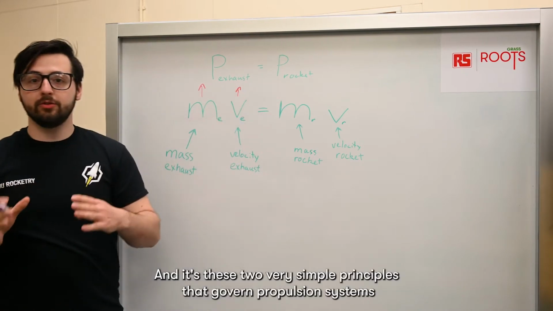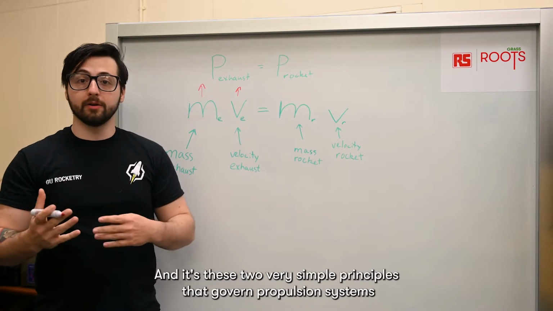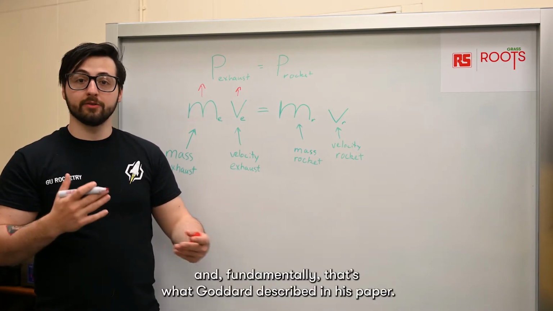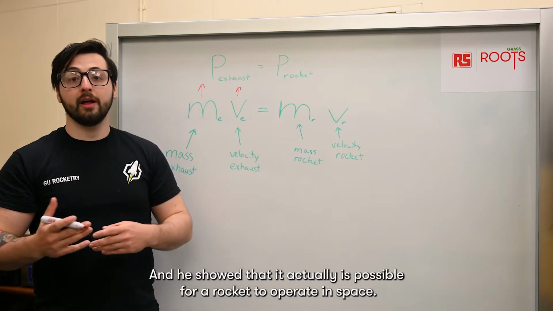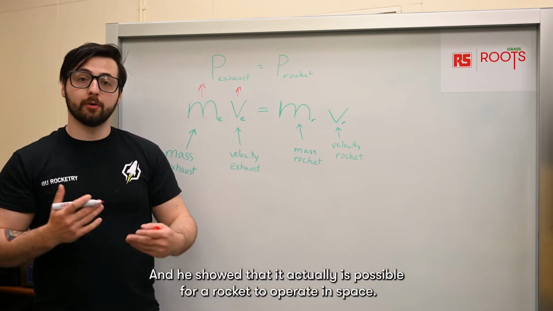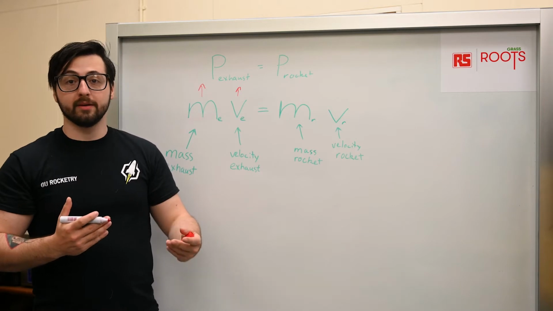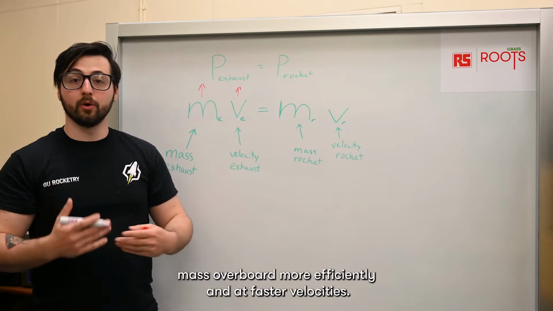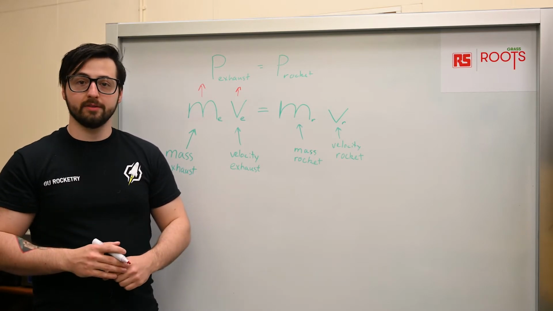And it's these two very simple principles that govern propulsion systems. And fundamentally, that's what Goddard described in his paper. And he showed that it actually is possible for a rocket to operate in space. And the rest is just figuring out how we can throw mass overboard more efficiently and at faster velocities.